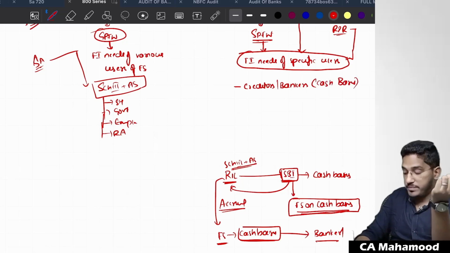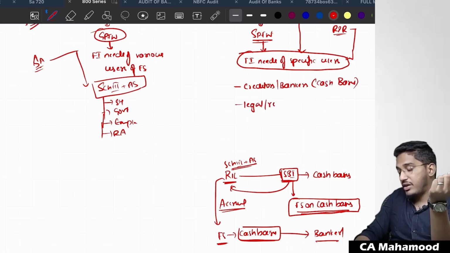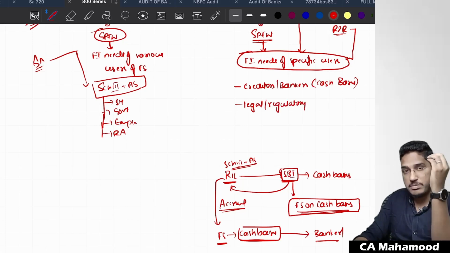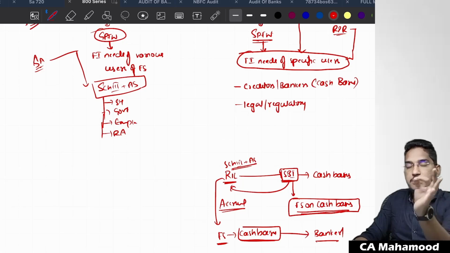One more example I will tell you. Sometimes legal or regulatory requirements. Sometimes some regulatory authority will ask you to prepare the financial statements on some specific rules and regulations. Apart from Schedule 3 and accounting standards, apart from the generally accepted framework, sometimes some legal authority or regulatory authority might ask you to follow some specific rules and regulations in the preparation of the financial statements. That could also be an example of special purpose framework.